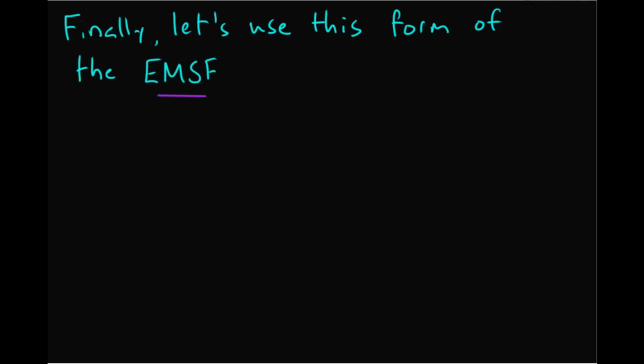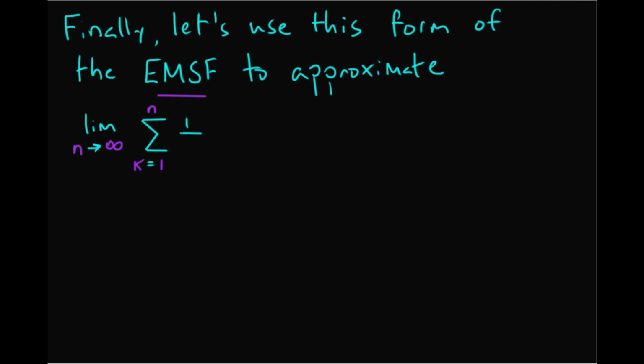Well, we've spent a lot of time in this video deriving the Euler-Maclaurin summation formula with remainder. Now it's time to use it. So we're going to use the EMSF with remainder to approximate the limit as n approaches infinity of the summation of the function 1 over k from k equals 1 to n minus the natural logarithm of n.